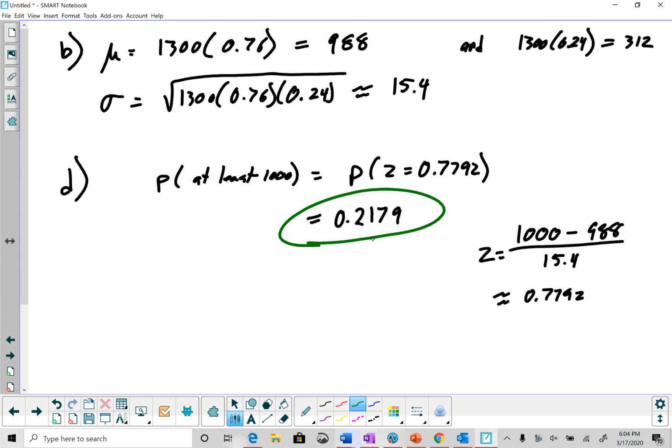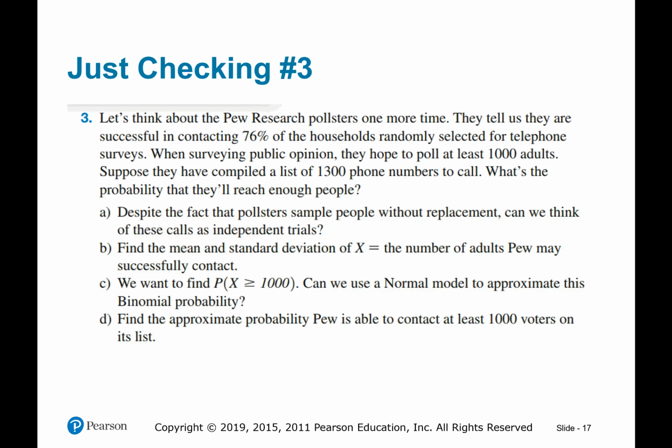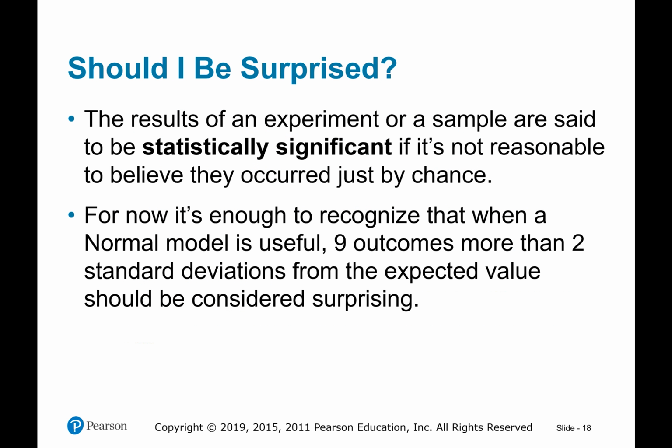So this is going back to what we've discussed several times before. With our normal model, we need a z-score and then our normal distribution function to find the probability. We'll get into some more formal definitions here about what it means for something to be statistically significant.